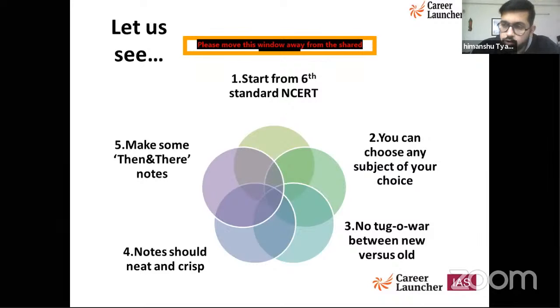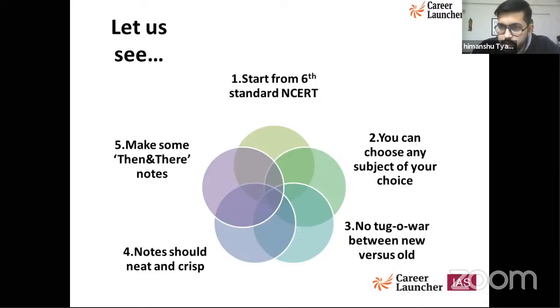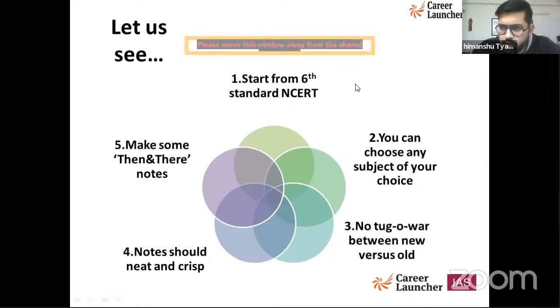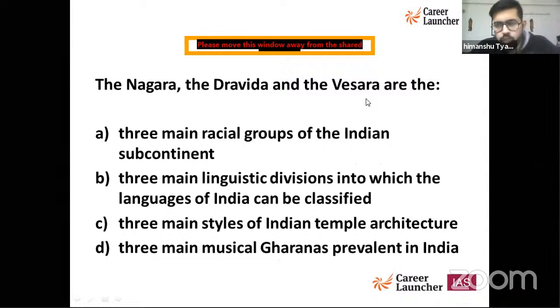Okay, also it covers close to 35 to 40% of the general studies syllabus. Okay, so all the more reason to do NCERTs in the first place. So spend your first 45 to 60 days with NCERTs. Okay, instead of making notes, just make some then and there notes, because NCERT itself is a very easy language book. Okay, they are written in a very fluid language. So you just need to mark important portions so that you can revise well at the time of revision. That's it.